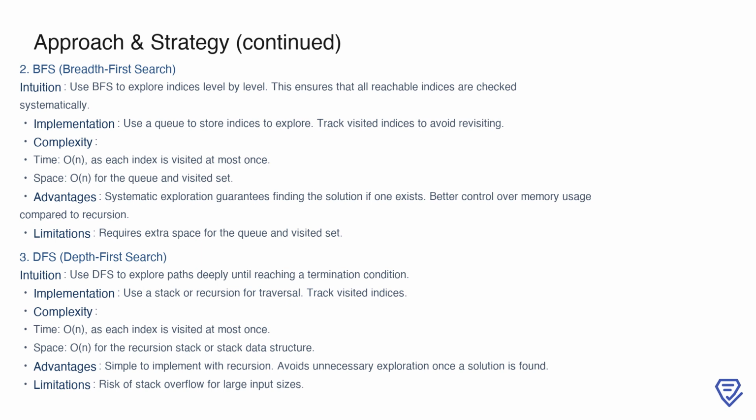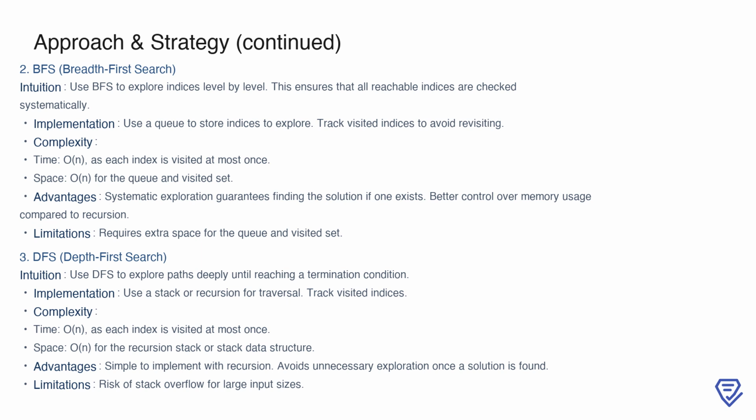The time complexity of BFS is O(n), as each index is visited at most once. The space complexity is also O(n), to account for the queue and the visited set. BFS has several advantages. It ensures systematic exploration, which makes it easier to reason about the solution. It also avoids the risks of stack overflow that can occur with recursion in DFS. However, BFS does require explicit memory management for the queue and visited set.